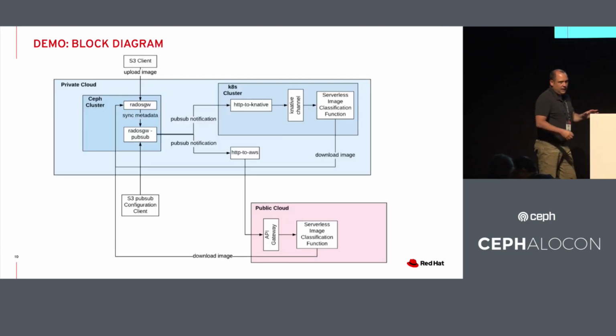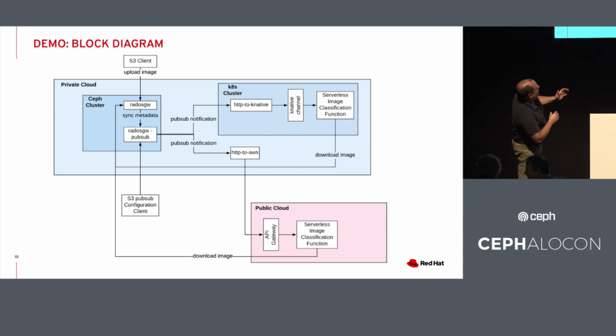A little bit about how the, I hope you see that slide. So a little bit about how the setup is made. We have a private cloud that runs a Kubernetes cluster and a Ceph cluster. And we're also connected to a public cloud, AWS in this case.